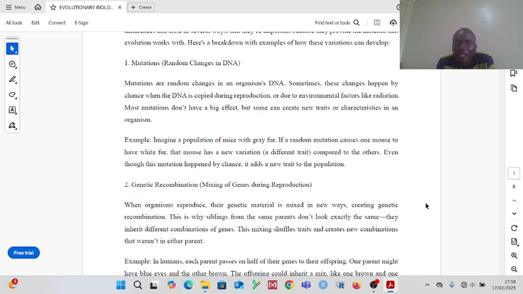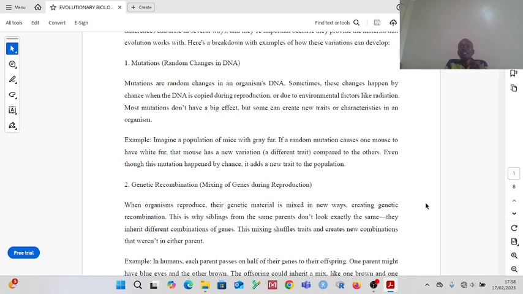when DNA is being copied during the replication process, or through environmental factors, be they physical, chemical, or even biological. Most of these mutations, as they occur in a population, will not have a big effect. It means a mutation can occur, but it will not confer any disadvantage or advantage to the organism bearing that mutation.